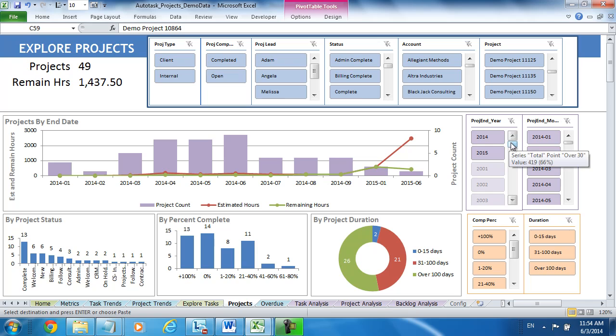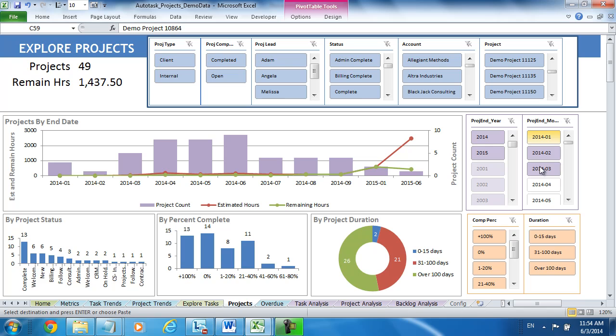And one of the things that I can do is drill into projects based on their project end date. Some of these, of course, are projects that are overdue, because anything that isn't for the current month is an overdue project. So I could drill into these individual projects and take a look at them if I wish to.